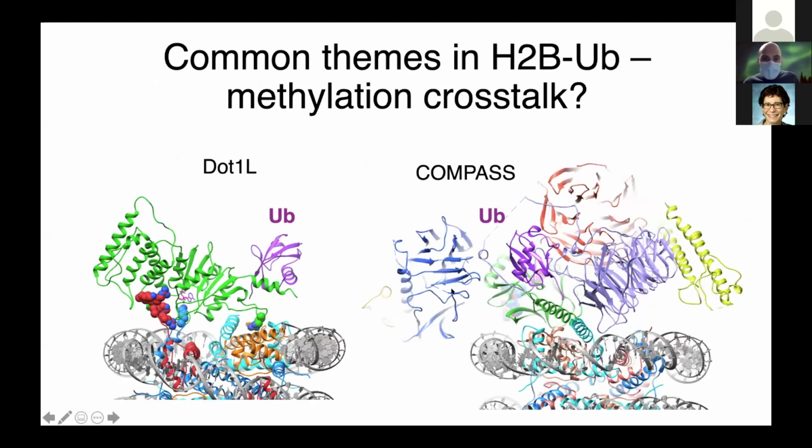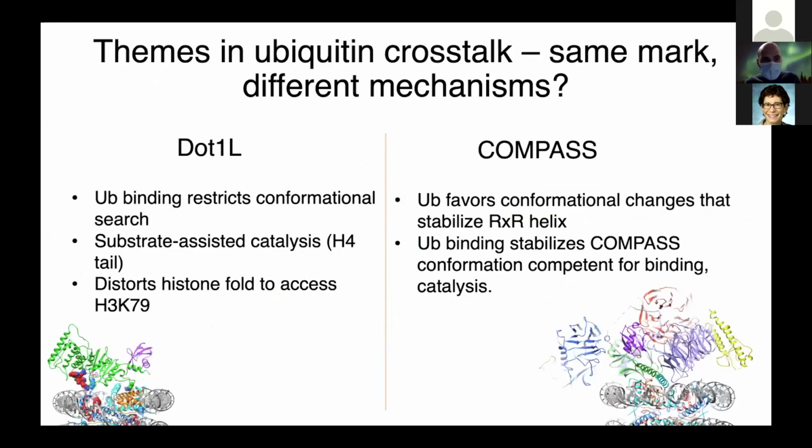And finally, how can we compare these two different structures in terms of how they are stimulated by ubiquitin? So in the case of Dot1L, ubiquitin binding directly probably restricts the conformational search of the enzyme for its substrate. And then the distortion of the substrate is stabilized by all these other stabilizing interactions between histone H4 and also binding to ubiquitin in general.